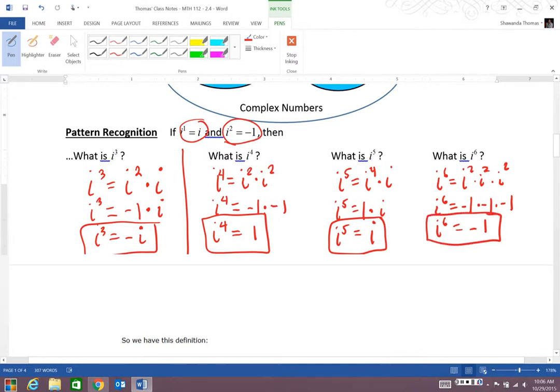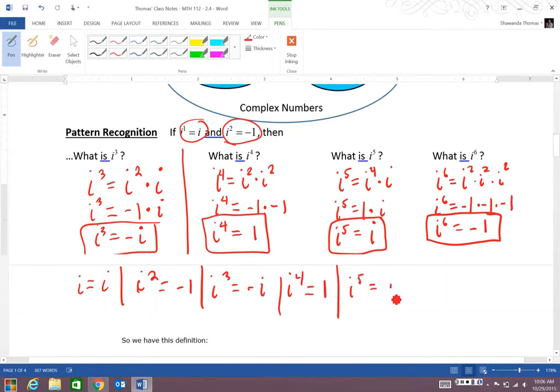Alright, so notice the pattern here. i equals i, i squared equals negative 1, i cubed equals negative i, i to the 4th equals 1, i to the 5th equals i, i to the 6th equals negative 1. Is there a pattern here? Well, it looks like this is cyclical.